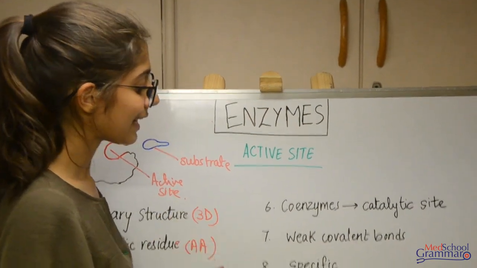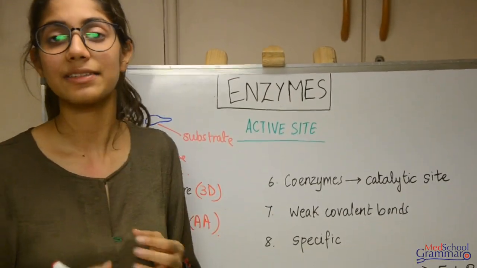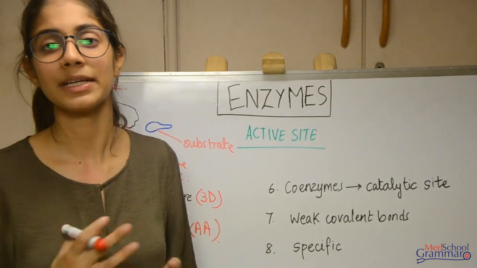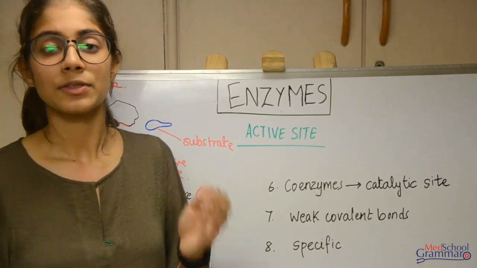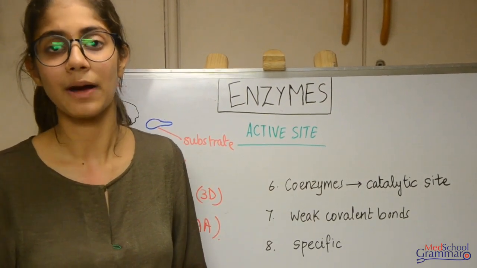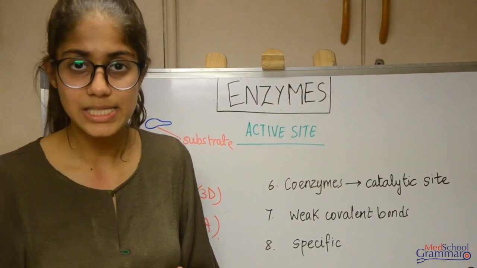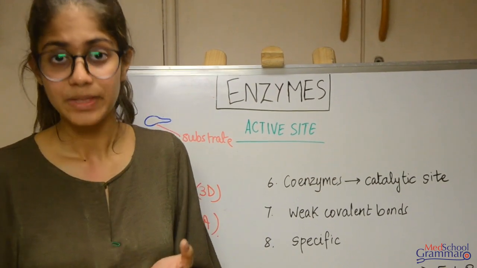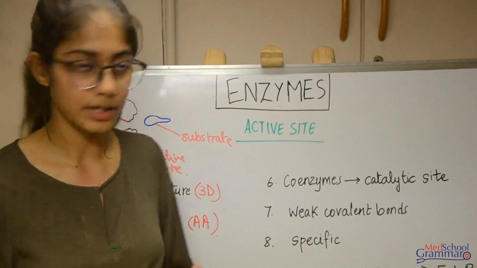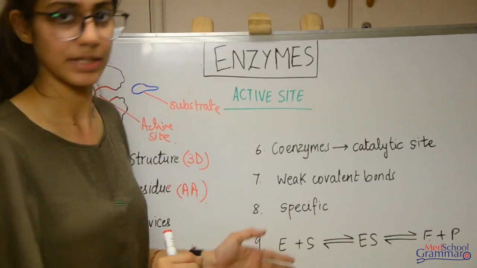Okay. The eighth point is that the active site is very specific. We spoke earlier about how enzyme is highly specific. So that is because of the active site. The active site is specific about the substrate that it binds to because of its shape, because of the amino acids that form the active site. Alright. The last point is very important.